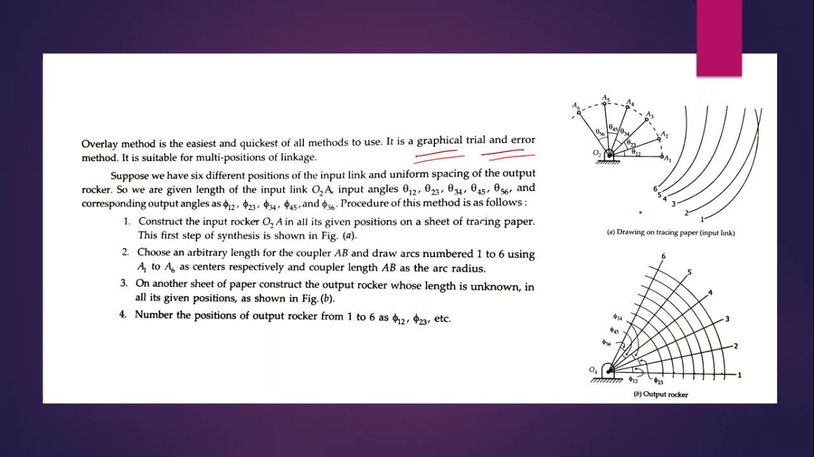In this particular presentation, we will look into the overlay method in which we have 6 different positions of the input link. The first one is O2A1, the second one O2A2, and similarly the sixth one is O2A6. We have 6 different positions of the input link and uniform spacing of the output rocker.